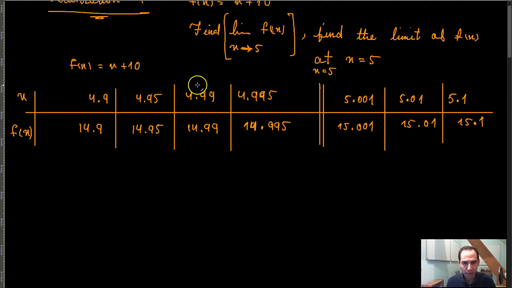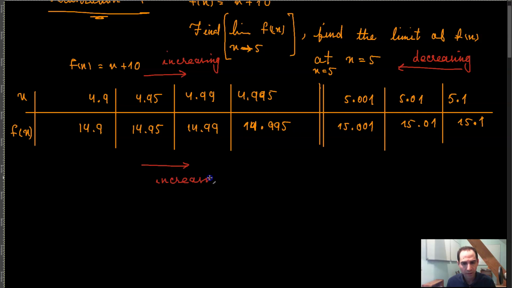And of course, you can note that from the left-hand side, I'm increasing the values of x: 4.9, 4.95, 4.99, 4.995, as I'm getting closer to x is equal to 5. From the right-hand side, I'm actually decreasing the values of x as I'm getting closer to x is equal to 5. So here the values are increasing, here I am decreasing these values, and here the values are increasing, and here the values are decreasing.